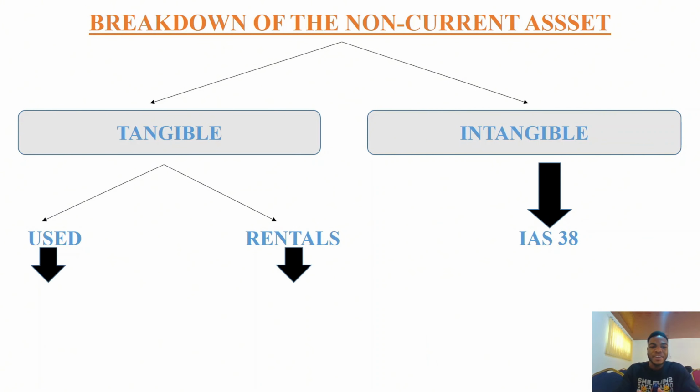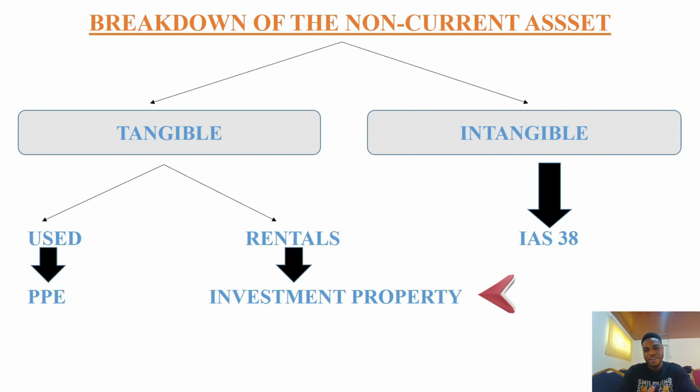But if you are giving it out as rentals to people to use and you are earning rental income, then we call it investment property. Are you getting the breakdown of this whole thing? Good. So if it is tangible and you are using the asset to generate income for the business or in its day-to-day activities, then we call it PPE. This PPE is regulated by what we call IFRS 16.